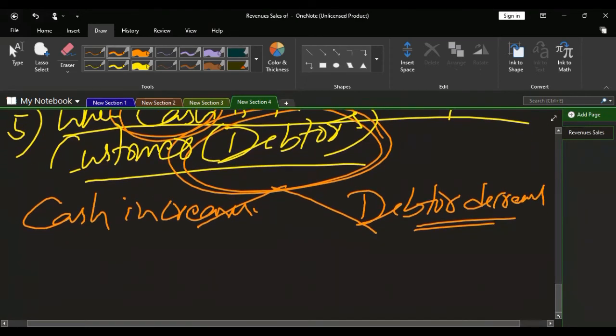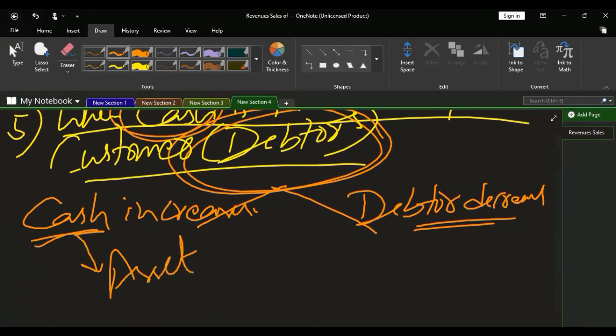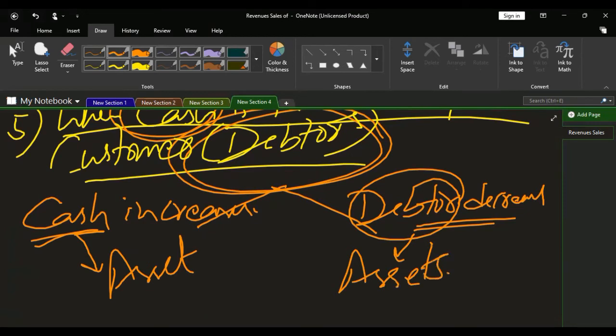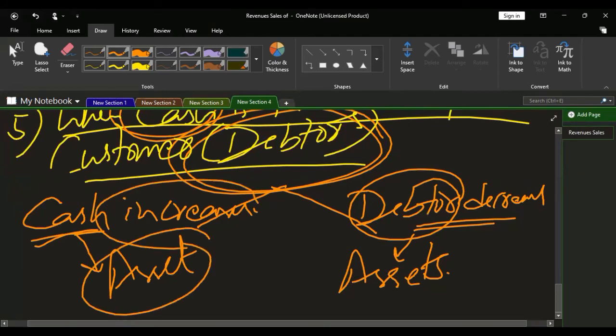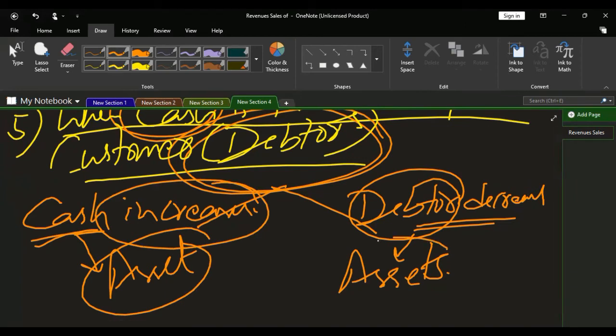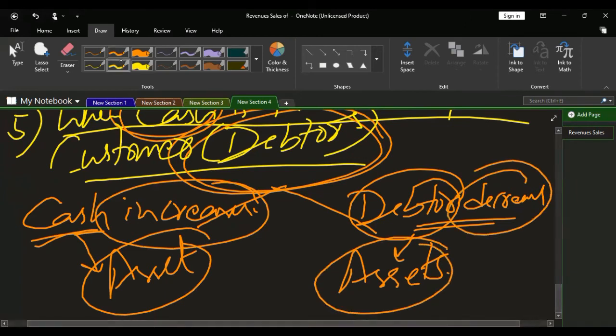Here you have seen that cash is also an asset for a business and debtors are also assets of the business, because it is an expectation that we are going to receive some money from our customer in a future time period. So in this transaction, one asset has increased and the other one has decreased.